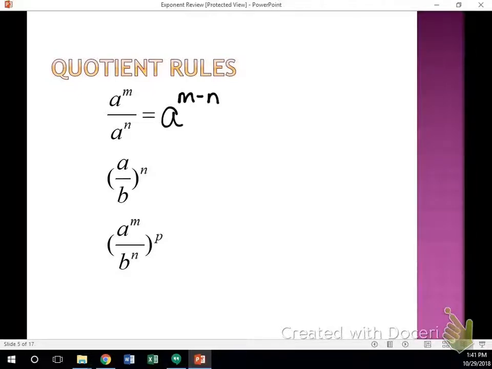We'll see all of these in examples with other variables and numbers, not just all letters soon, so we can practice them. This middle one is similar to one of our product rules. If we've got two things in a quotient or in a fraction inside parentheses being raised to an exponent, both the top and the bottom can get that exponent. So this would be the same as a to the n divided by b to the n. You can apply the exponent to the numerator and the denominator.